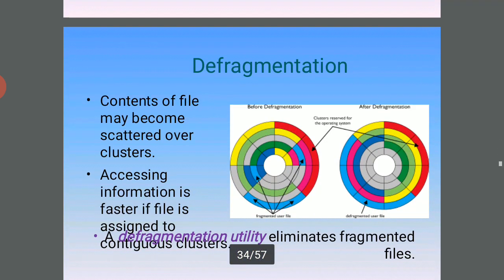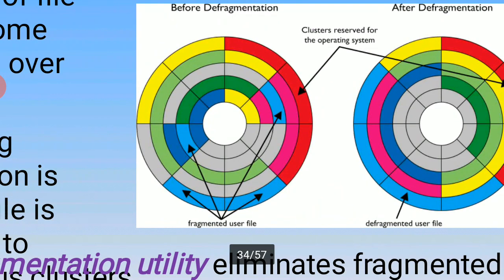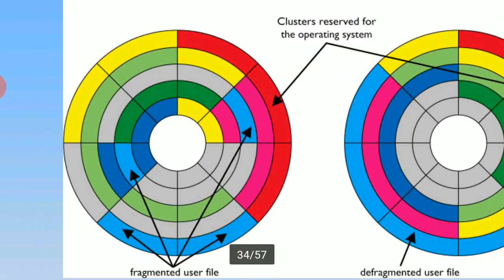So defragmentation. What is defragmentation? The contents of a file may become scattered over the clusters. Here see the diagram: the fragmented user file and the defragmented user file, before defragmentation and after defragmentation. The colors are there, and the clusters are reserved for the operating system.